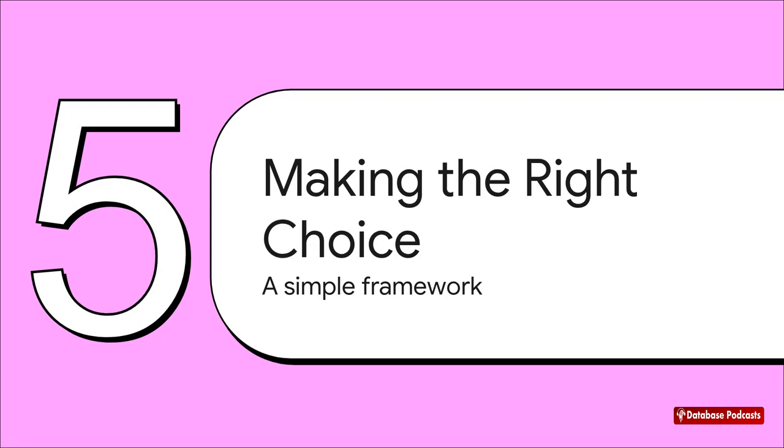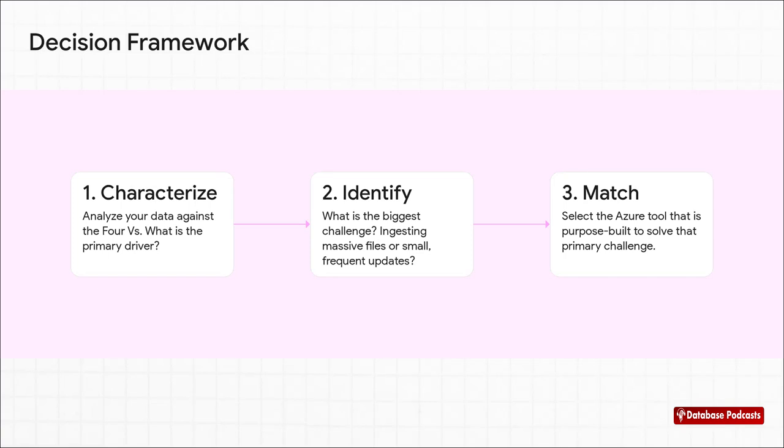Okay, this is awesome, but wow, it's also a lot to keep in your head. Is there like a simple checklist or a process we can follow when we're trying to make these decisions? For sure. You can absolutely boil it down to a simple 3-step process. Step 1, just characterize your data. Look at it through the lens of the 4 Vs. Is volume your main driver, or is it velocity? And what's the value you're after?